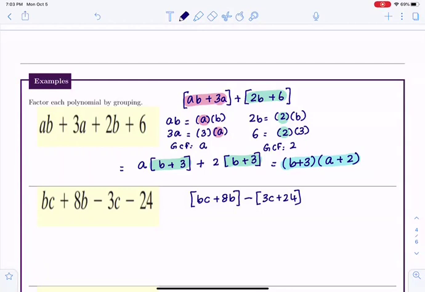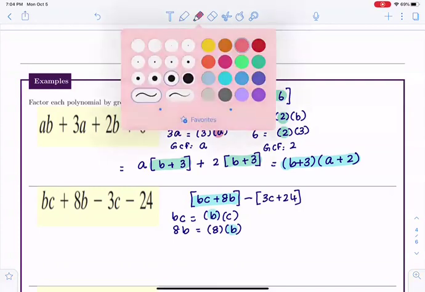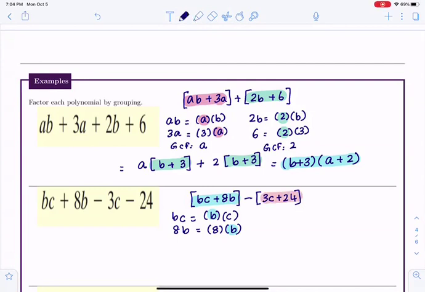So we look at the first two terms here. The terms are bc and 8b. I could write bc as b times c, 8b as 8 times b. And there is only one factor that is in common, and that would be b. And I move on to the second term over there. I have 3c plus 24. 3 is the smaller number, so I could write 24 as 3 times 8. And I know what's in common now.